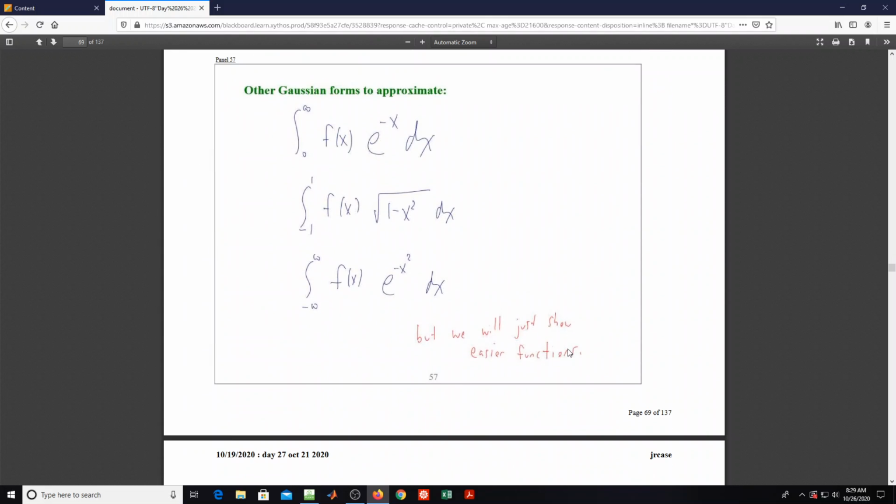But there are other Gaussian forms to approximate. Like if you're in physics and you have a lot of e to the negative x terms, or square root of 1 minus x squared terms, or e to the minus x squared terms. But we're just going to start here on the easier functions to show you how this is done.